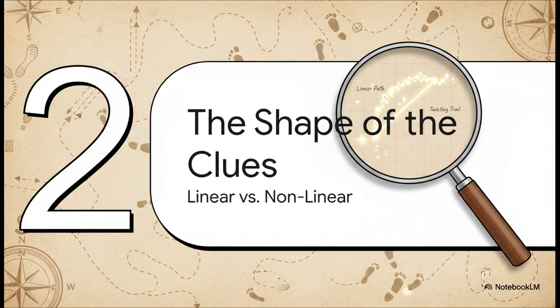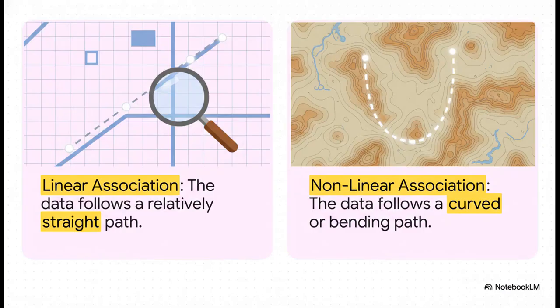Excellent work, detective. You've totally mastered direction, but the next level of investigation, the real pro move, is looking at the shape of the trail. Is it a straight and narrow path, or does it twist and turn and do something unexpected? So this brings us to two really key terms, linear and nonlinear.